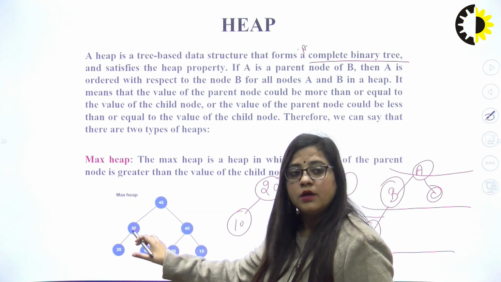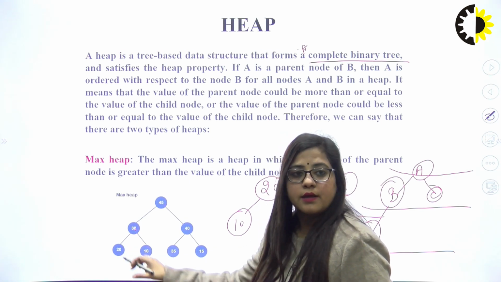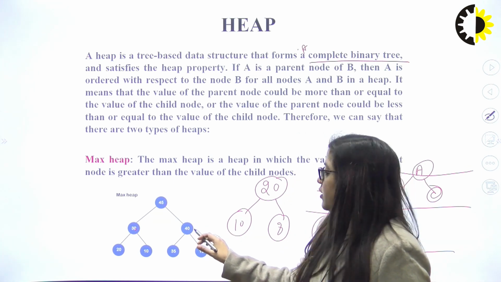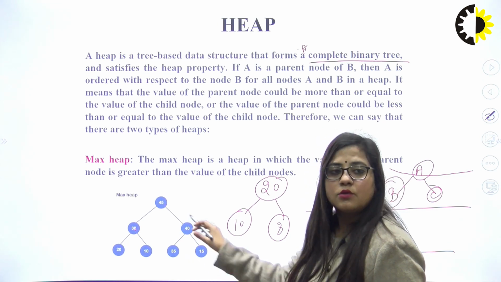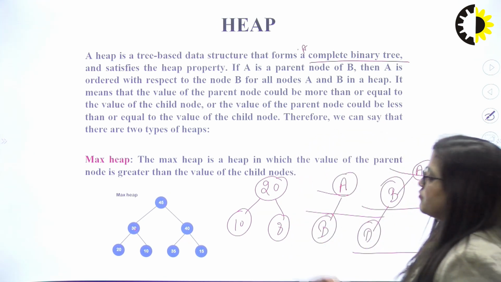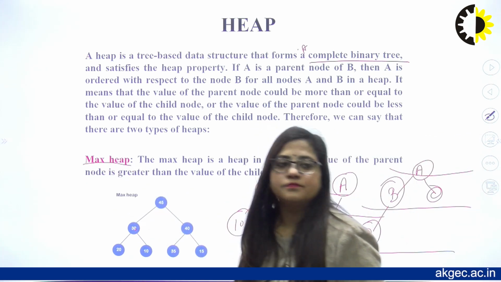Again, 30 has children 20 and 10, and both are less than the parent. Same with 40: its children are 35 and 15, and both are again less than the parent. So this type of heap is called a max heap.